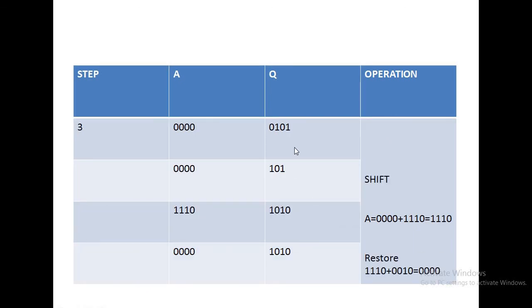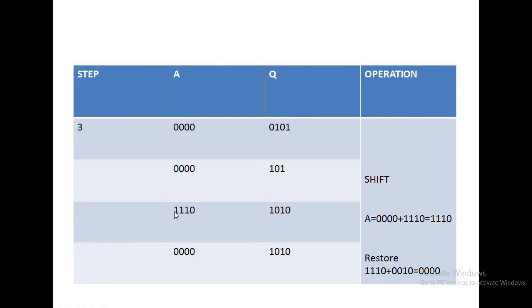Then first step is shift. This 0 is totally lost. This 0 is shifted here. This 0 is shifted here. This 0 is shifted here. And this 0 comes to that position. Then 1 is shifted here, 0 is shifted here, 1 is shifted here. Then perform A is equal to A plus 2's complement of M. Then the result is 1110.